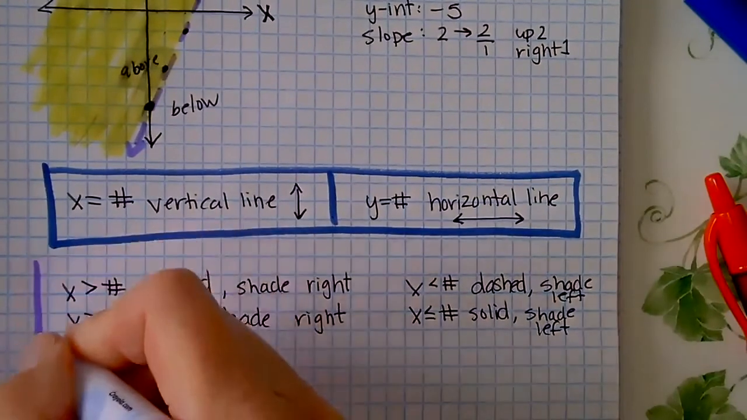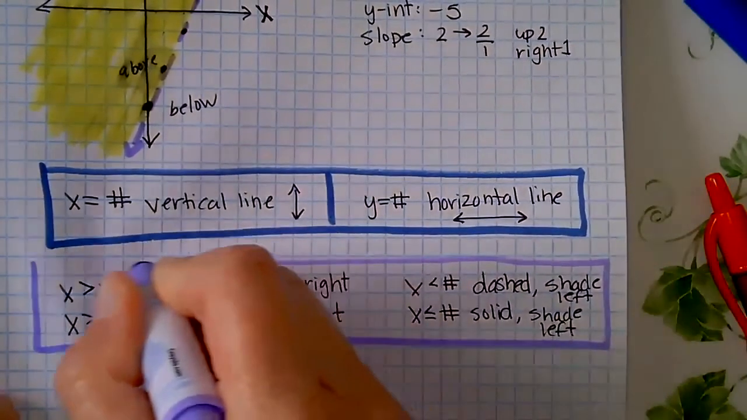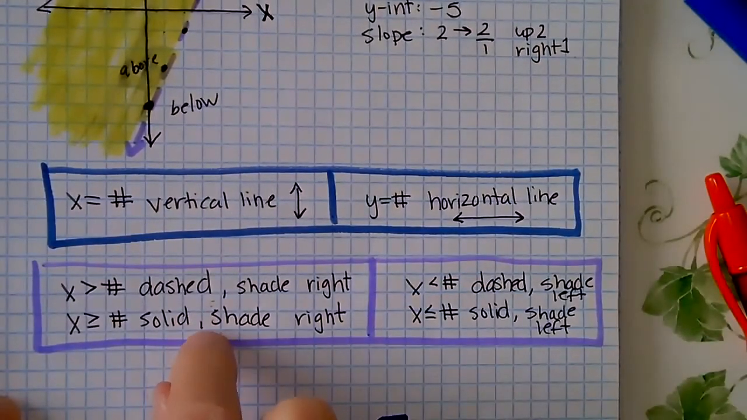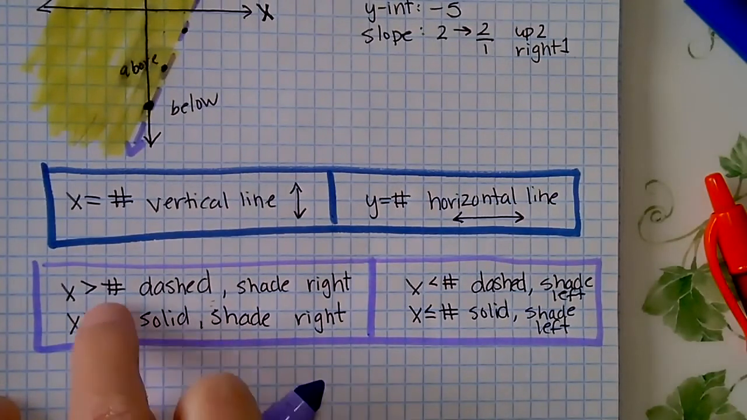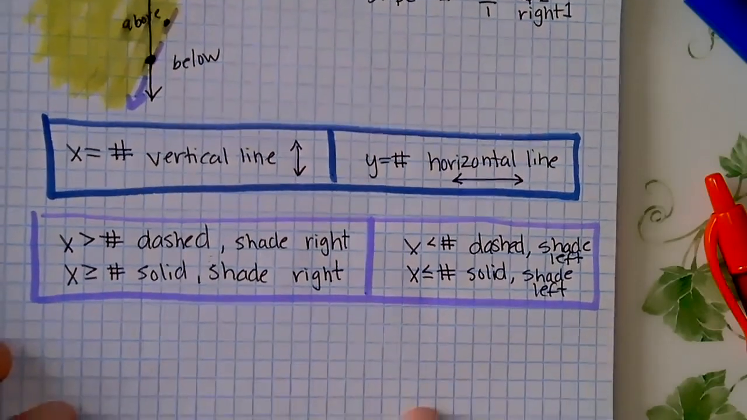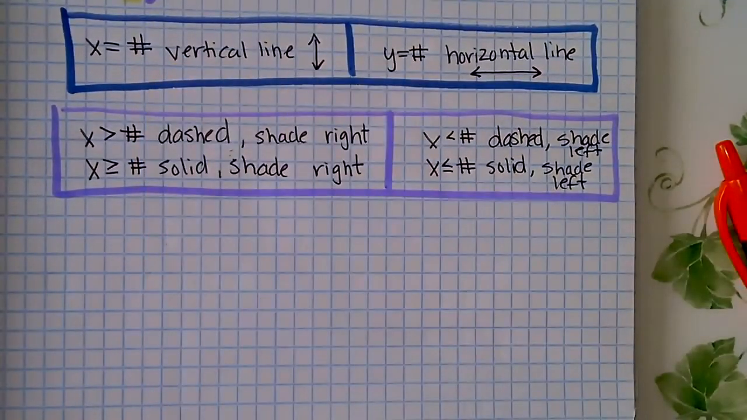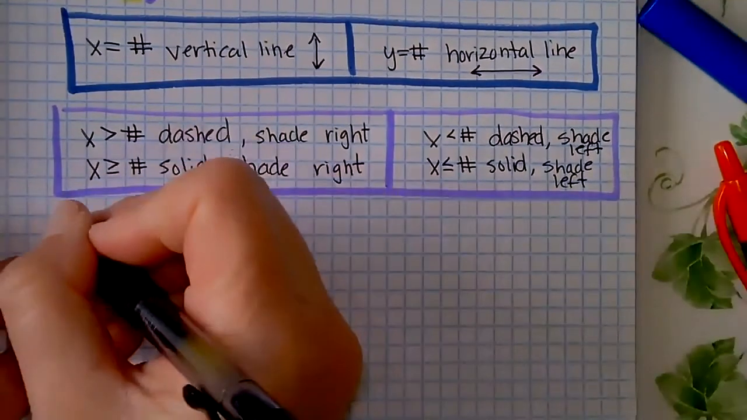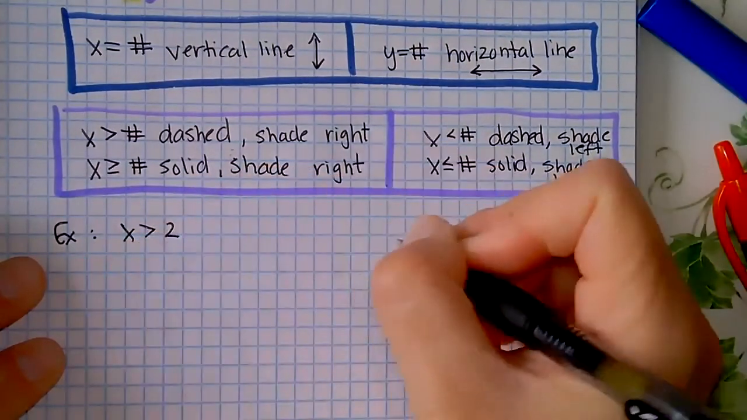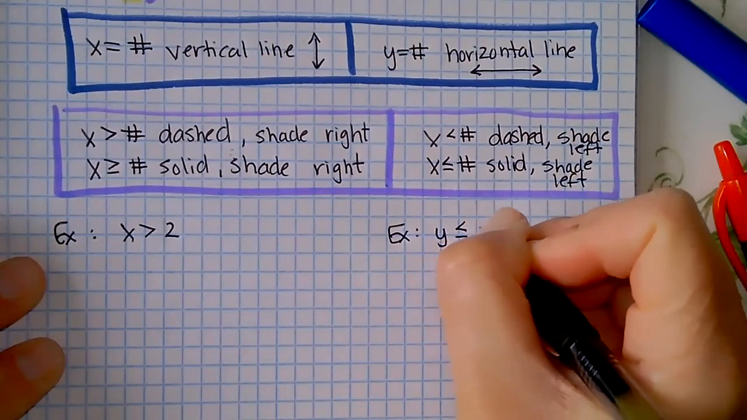So let me just jot that down here. Okay, so this you're going to be shading right because it's greater. These you're going to be shading left because it's less than. So I'm going to go through one example of a vertical and one example as a horizontal. So let's say I have x is greater than 2, and my other one, let's say we have y is less than or equal to 4.